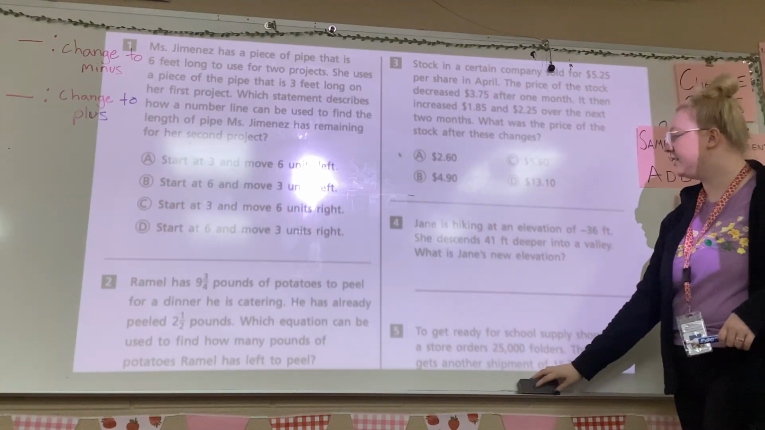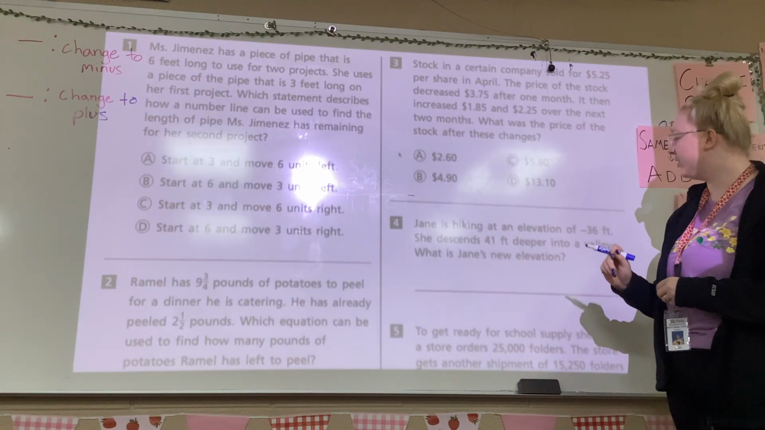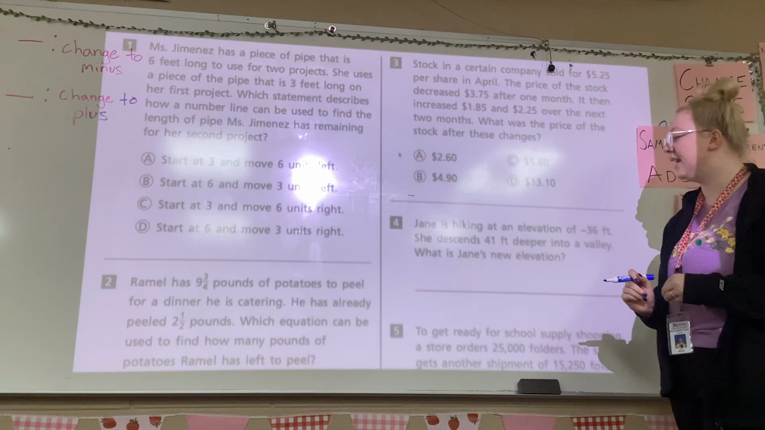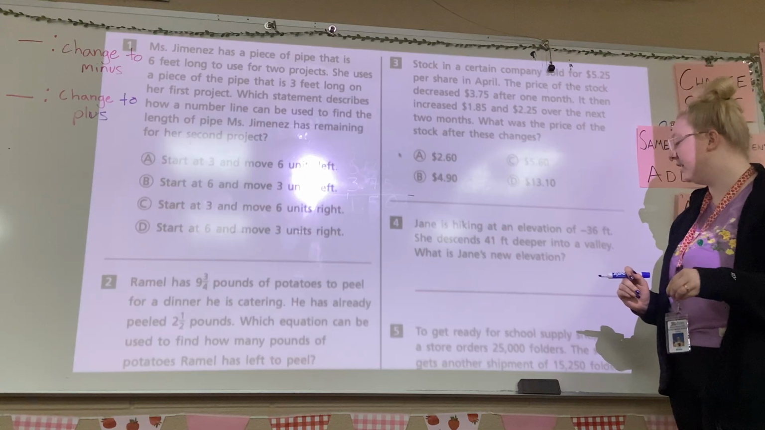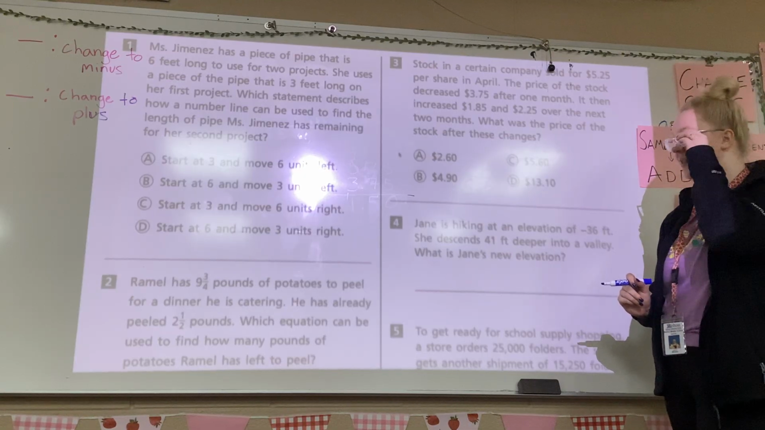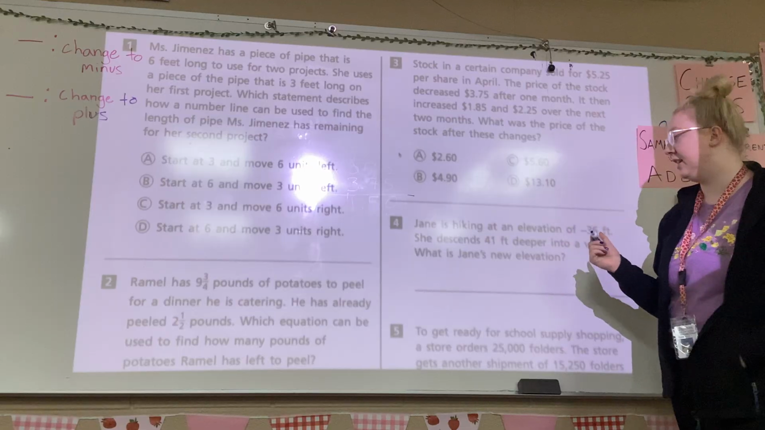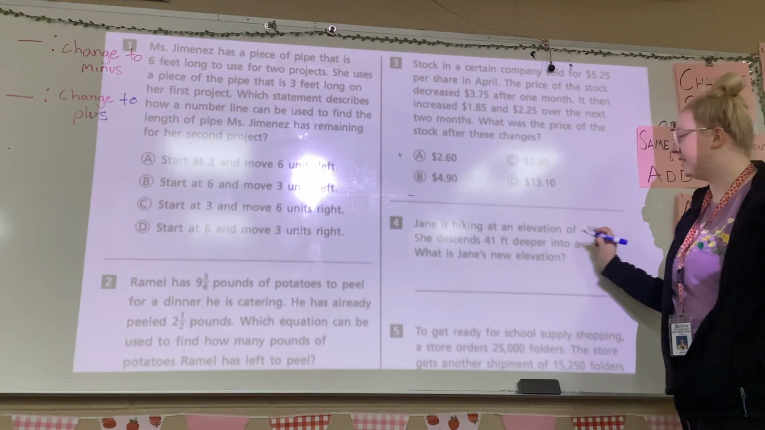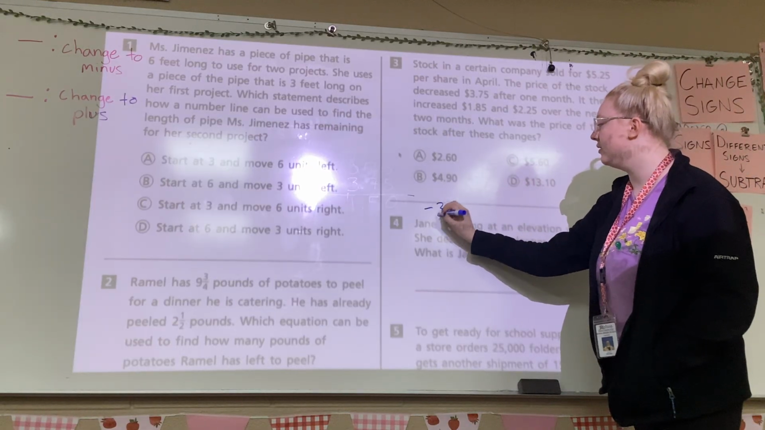Number 4. Jane is hiking at an elevation of negative 36 feet. She descends 41 feet deeper into a valley. What is Jane's new elevation? First, let's write this in an equation, okay? Negative 36 is where she starts.